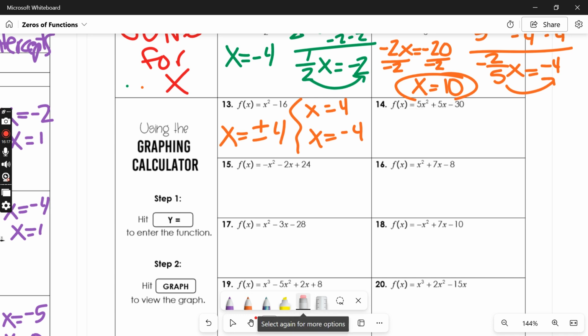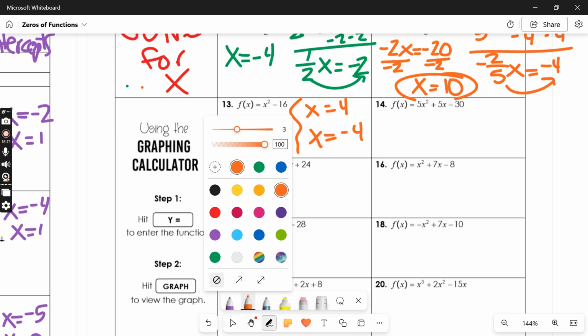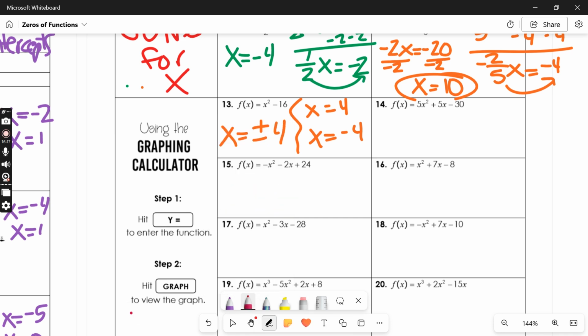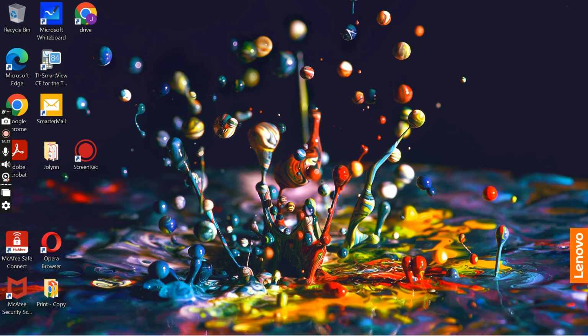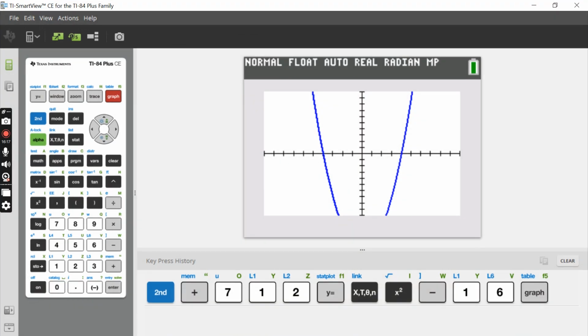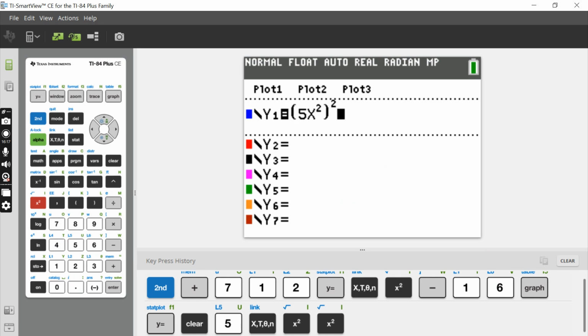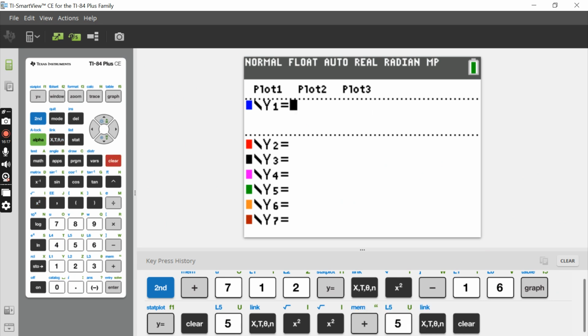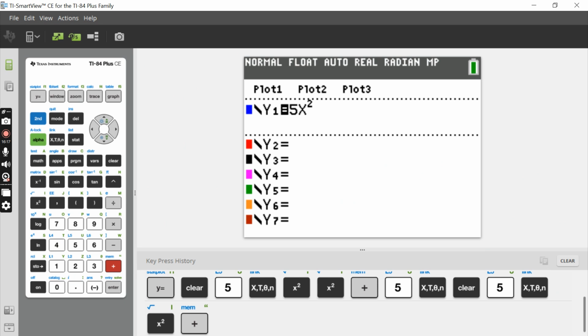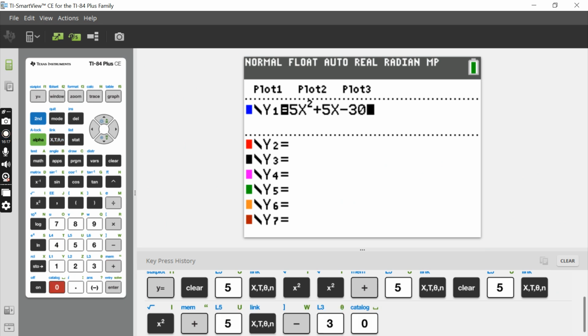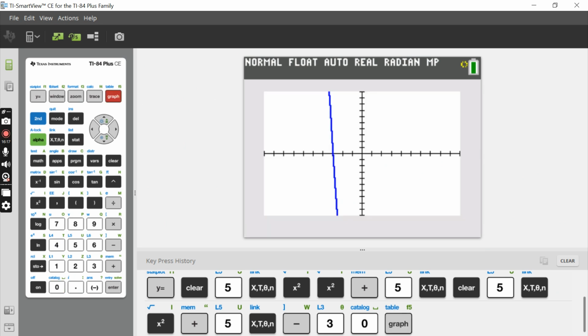Okay, I gotta erase this so I can see. Okay, 5x squared plus 5x minus 30. Again, we're going to type this into our calculator like it says. Y equals 5x squared plus 5x minus 30. Okay, it looks like we're hitting at -3 and +2.